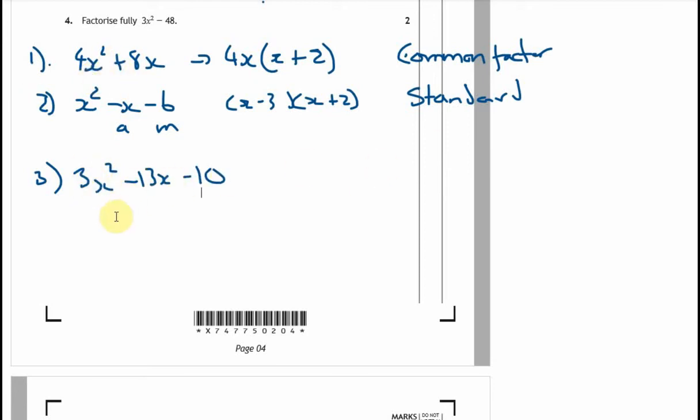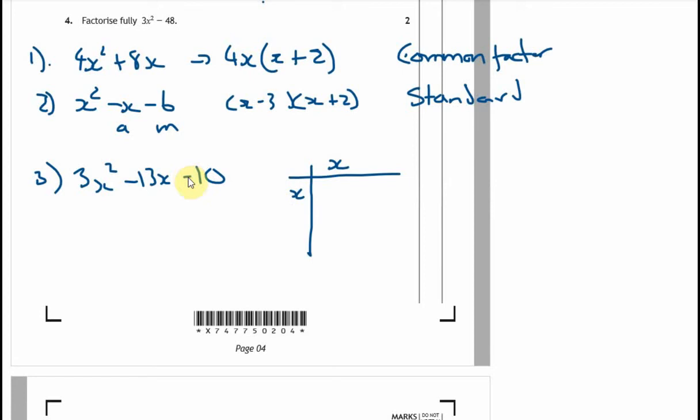We can't take a common factor out, so what do we have to do? Well, I would get my table out. This is what I always do. I would draw a little table and think, what could the answers possibly be? So I know I'm going to have an x here and an x here, and two numbers here and here. These two numbers have to multiply to give me minus 10. So again, I'm thinking, what are the factors of minus 10?